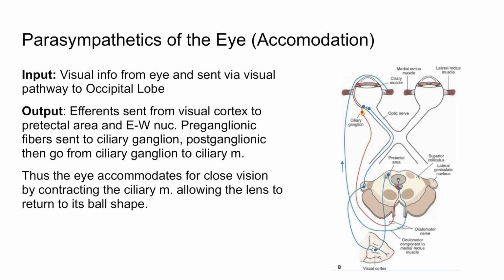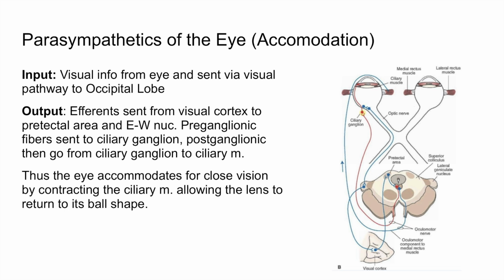So start with the input. Visual information from the retina will travel through the standard visual pathway, which is going to be through our cranial nerve 2 to the optic chiasm, to our optic tract, to our lateral geniculate nucleus, then to the occipital cortex. Unlike the light reflex, this pathway does go through the LGN because this is a conscious process. You're deciding to focus on something close, okay?